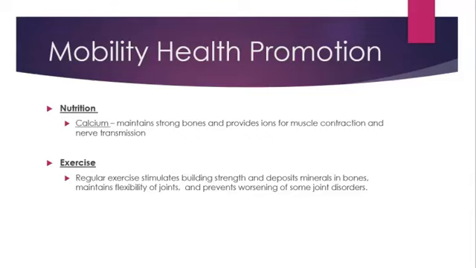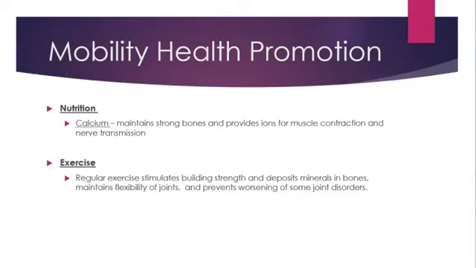Calcium maintains strong bones and provides ions for muscle contraction and nerve transmission. Need to have calcium in the diet. So those foods that are high in calcium include a lot of our dairy products and also our spinach, our green leafy vegetables. We also need vitamin D. Vitamin D, best source is going to be sunlight.